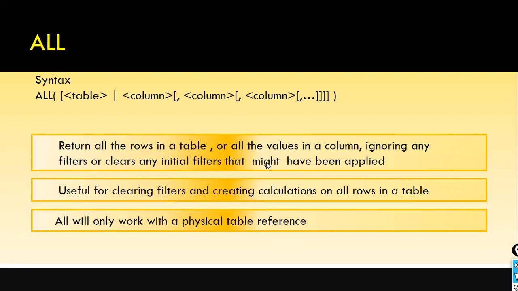Okay. The next one is the all function. All we already discussed. The all function returns a table, or you can return all the values in a column also. The other advantage of all is that it ignores any filters or clears any initial filters that might have been applied. It is useful for clearing filters and creating calculations on all rows in a table, and all will only work with a physical table reference.